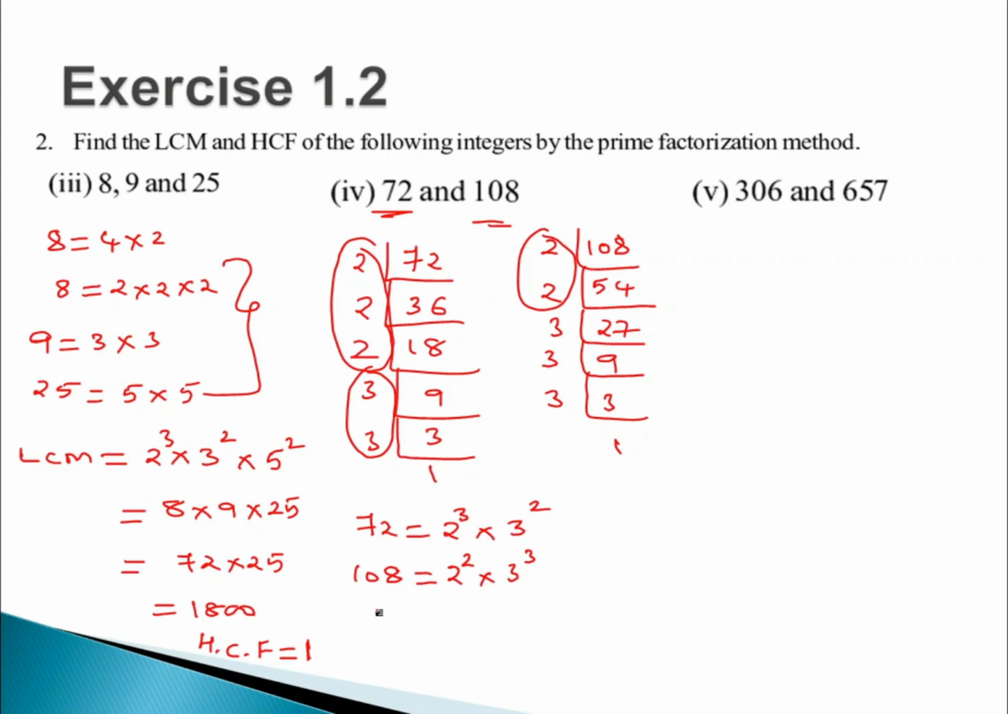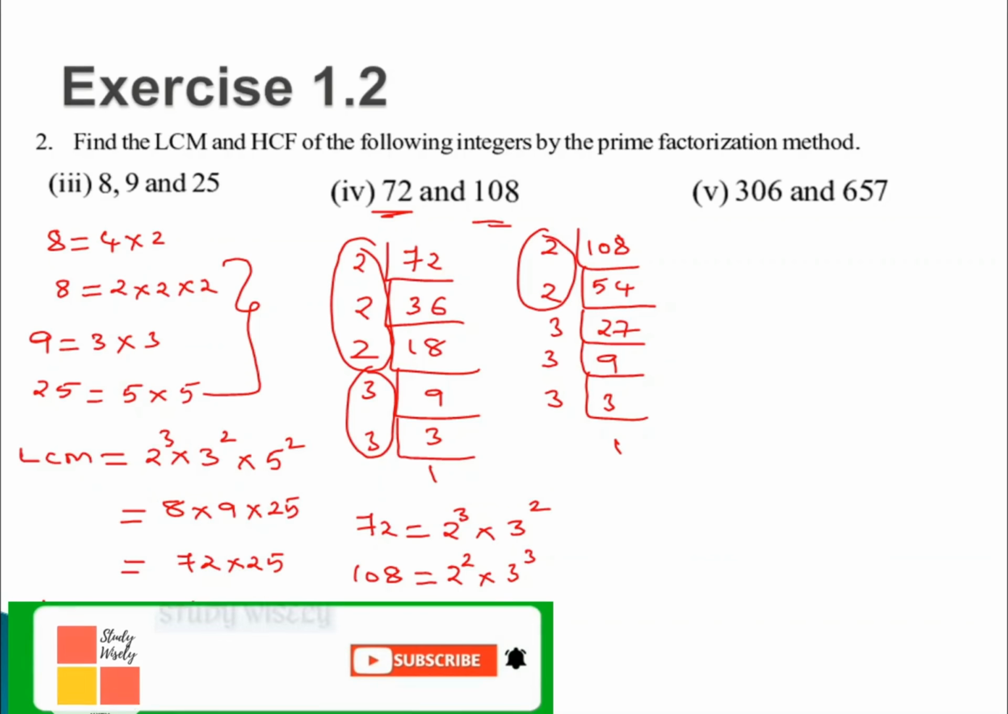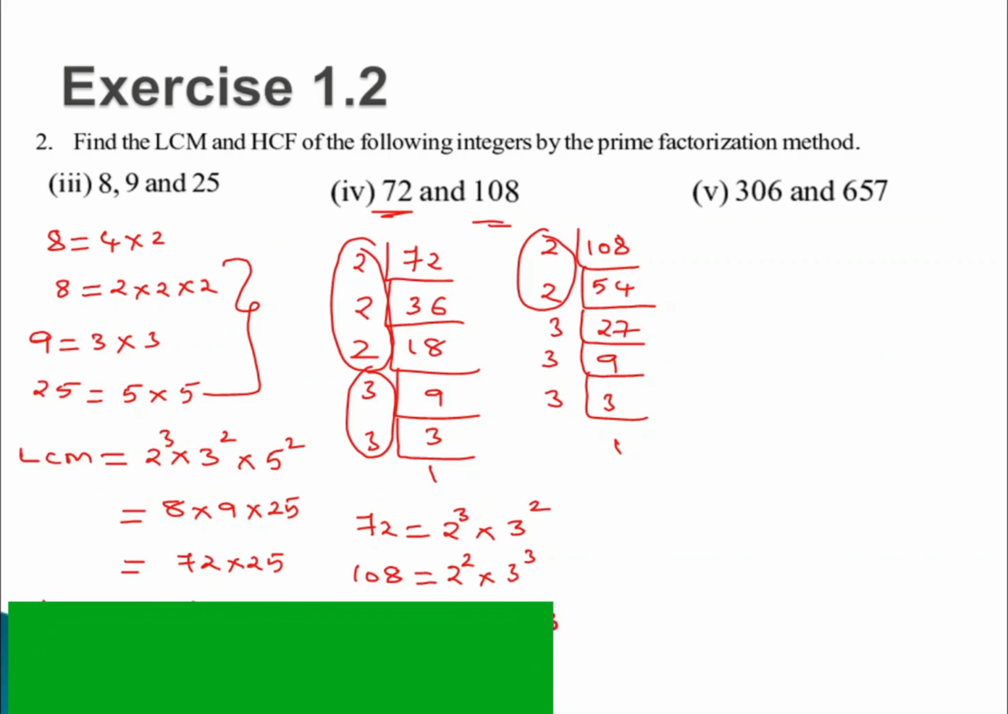So now let us find the LCM of these numbers. The LCM takes the highest powers, 2 cube and 3 cube, right? So when I do this, I'll get here 8, I'll get here 27. Now, multiplying these, I'm getting 216, right?